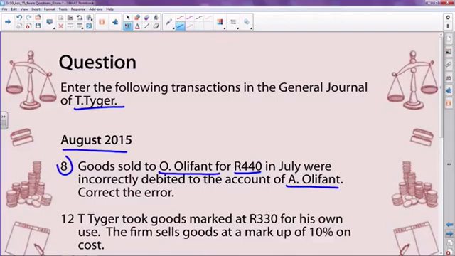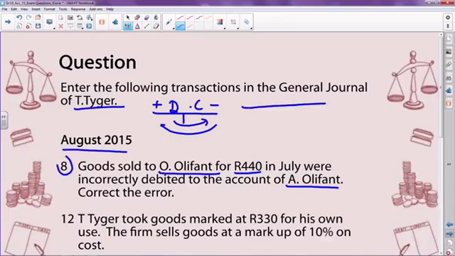Now, how do I fix this error? I sold to Oliphant, but I said A Oliphant owes me. So O Oliphant actually owes the money. Now, the debtors control, both are debtors, remember? So the debtors will go up and down. Remember, firstly, we need to fix this one. So we need to take it back, and then we need to take it back again. So therefore, double entry there.